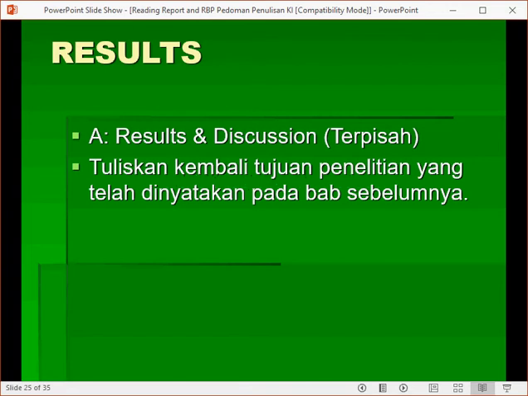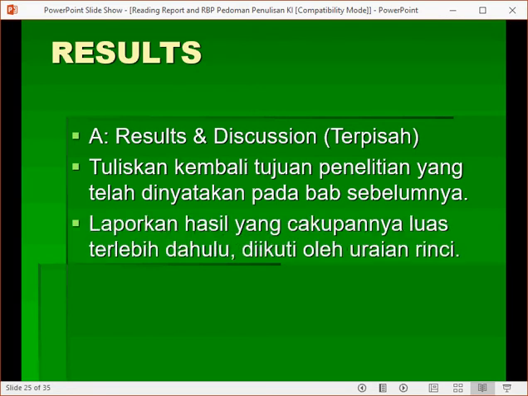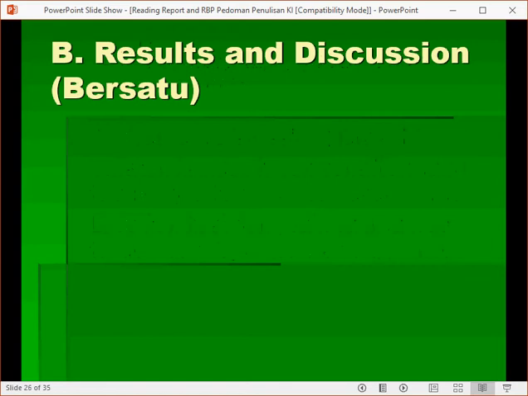Okay, for example, you have to rewrite the purpose of the research that was stated in the earlier chapter, and then report your findings or your result, the largest scope first, and then the complete study after that. So result and discussion could be united or they could be separated.